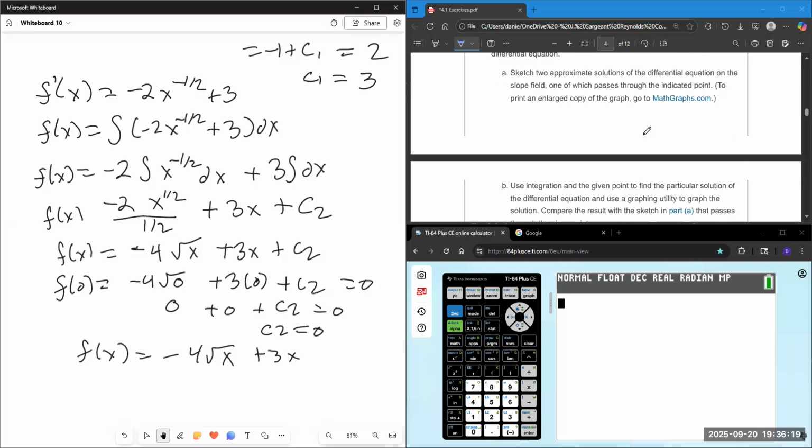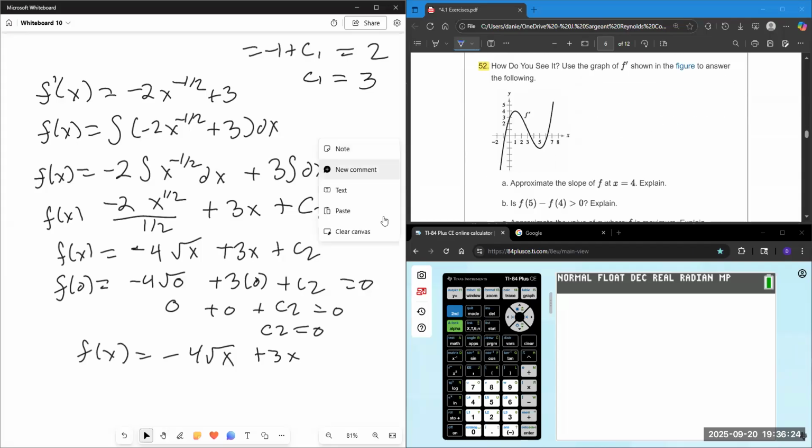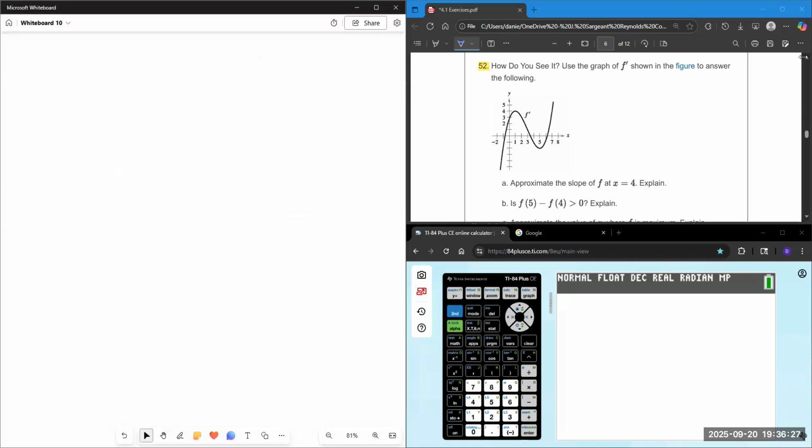Let's look now at number 52. 52 asks us to use the graph of f prime to approximate the slope of the original function f at x equals 4. So if I look at x equals 4 right here and come down, that looks like we're at 4, negative 1. So it looks like f prime of 4 is about negative 1.